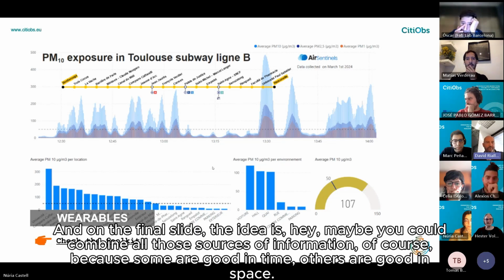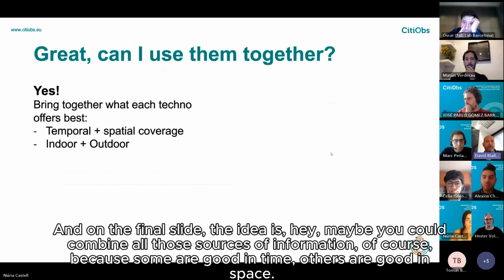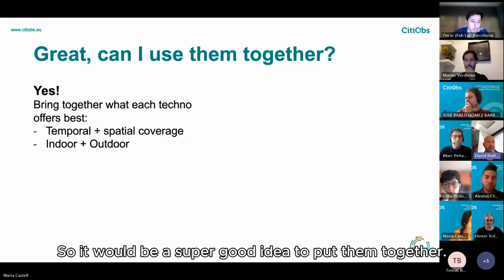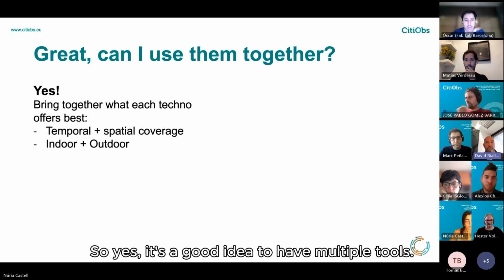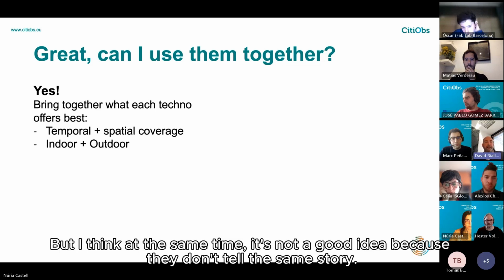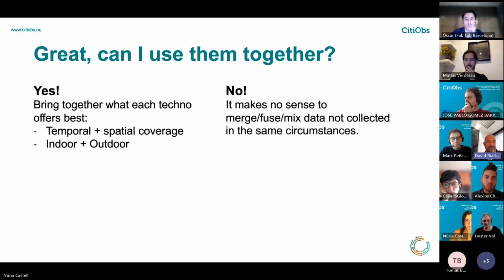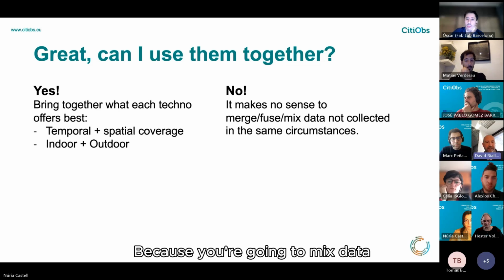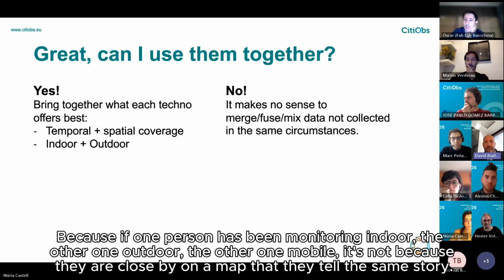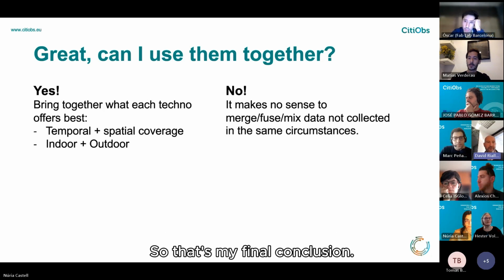On the final slide, the idea is, hey, maybe you could combine all those sources of information, because some are good in time, others are good in space. So it would be a super good idea to put them together. Yes, it's a good idea to have multiple tools, but at the same time, it's not a good idea because they don't tell the same story. We're going to mix data that makes no sense coming together. If one person has been monitoring indoor, the other outdoor, and the other mobile, it's not because they are close by on a map that they tell the same story. So that's my final conclusion.